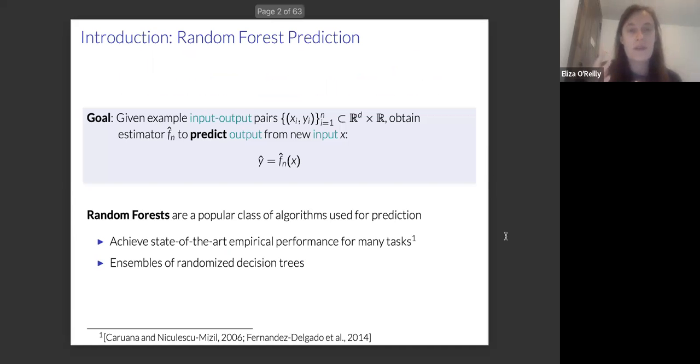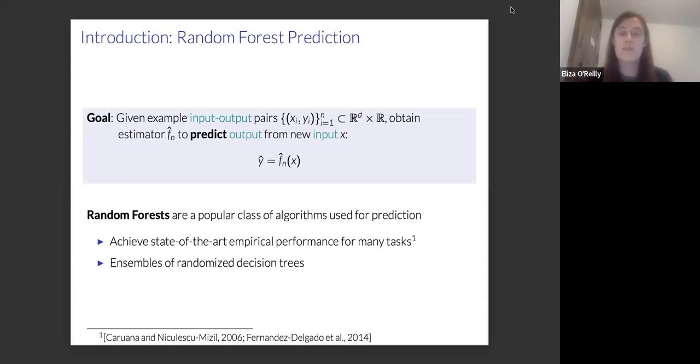Okay, so the problem setting for this talk is that of prediction. This is where we're given n example input and output pairs, and we want to obtain some estimator that will predict an output from some new input x. And there are of course many different algorithms and ways to obtain such an estimator. Random forests are a really popular class of algorithms for this task.